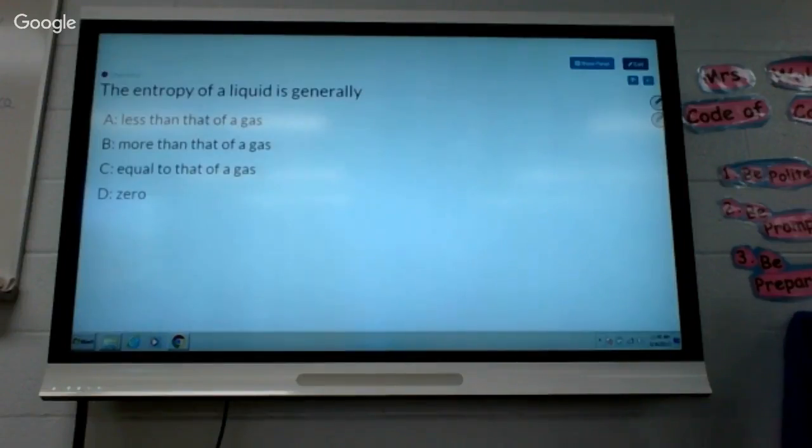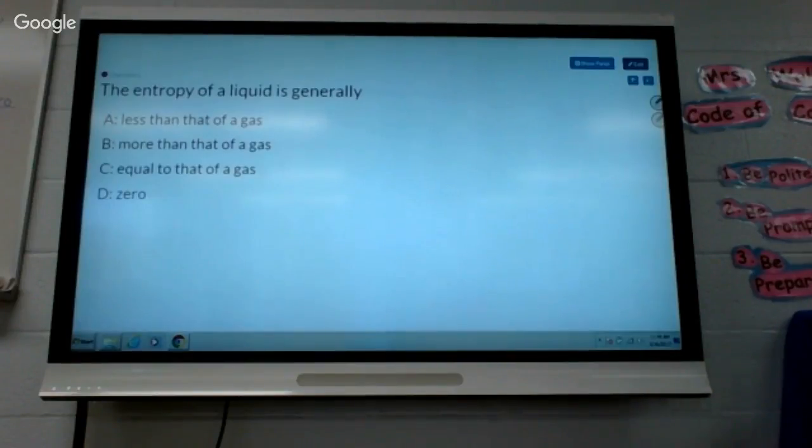That's it. All right, so we got 12 right and 4 wrong. The entropy of a liquid, the disorder of a liquid: is a liquid more disordered than a gas? No. Who has more disorder? A gas. Who has less disorder? A solid. The liquid is in between, right? So you're looking for the answer that says the liquid is the one that's in the middle.